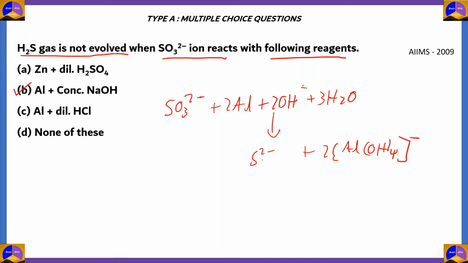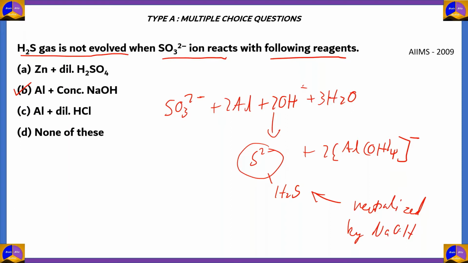So we have S2-, and it reacts with hydrogen to form H2S. But this H2S is neutralized instantly by the NaOH present. So it becomes Na2S. So therefore, there is no evolution of H2S gas. Even though it's formed, it does not evolve because it instantly gets converted into Na2S. That's why option B is the right option.